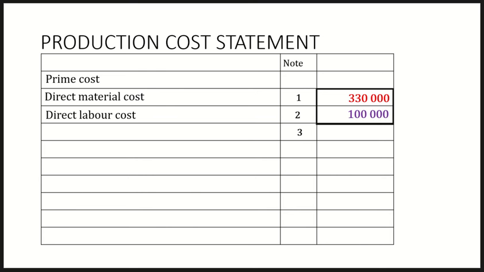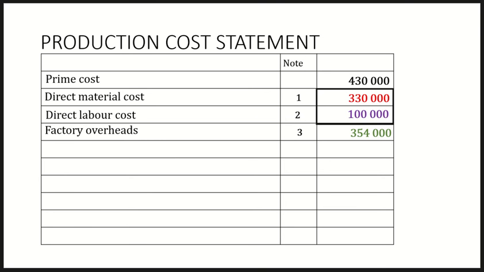But you just need to check what type of layout you are given. At times, it will be direct material, direct labor, and then you underline it, and you're gonna have the prime cost. So it differs. You just need to check the format that is given to you. I'm just using a different format here. And the last thing is factory overheads, which will simply be what we just calculated, which is 354,000.